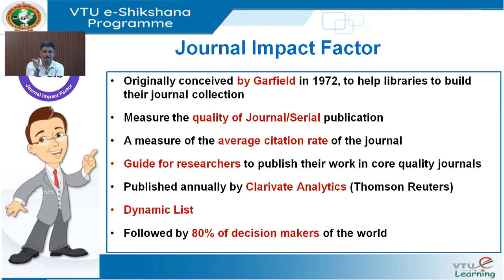Since impact factor gives an average citation rate, as a researcher, if you are quality conscious and want to publish in a high quality journal, you can look at these kinds of metrics and select accordingly. It is published by Clarivate Analytics, earlier Thomson Reuters, and it is a dynamic list. Every year the impact factor changes based on the number of citations that the journal has received. Impact factor is still followed today by 80% of decision makers in the world whenever they want to evaluate a journal.